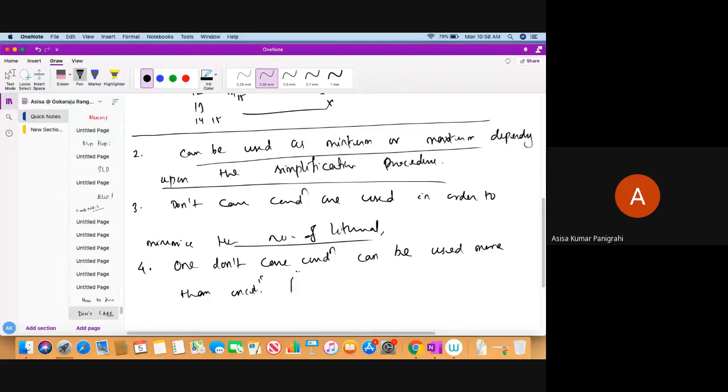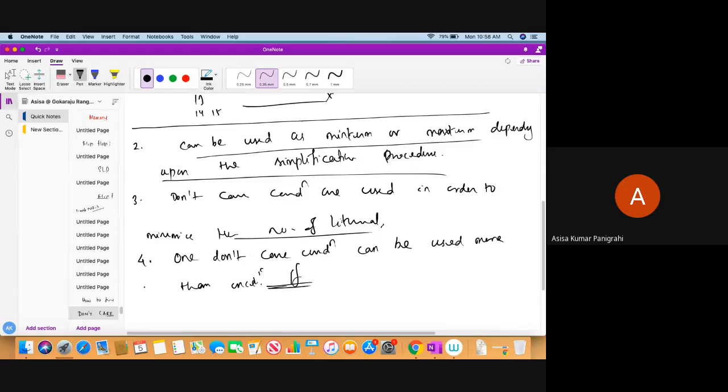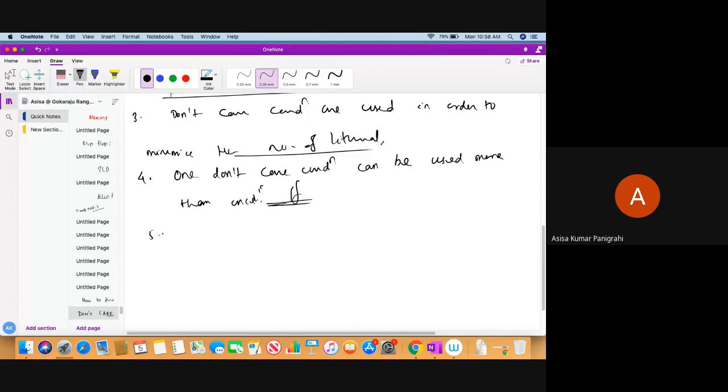If the statement you remember, if. Next, fifth rule. What is the fifth rule? There is no rule which says that all the don't care conditions must be used. Okay, so there is no particular rule.